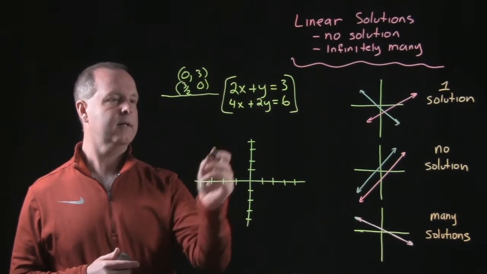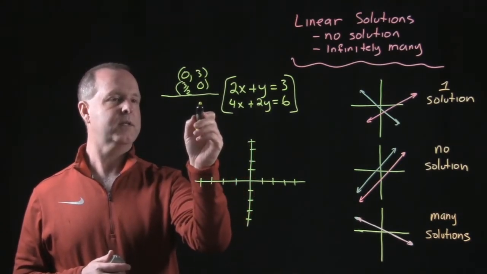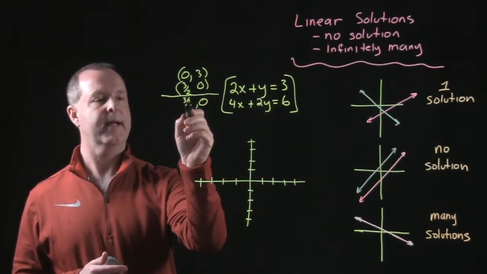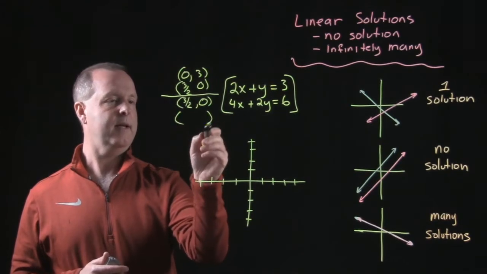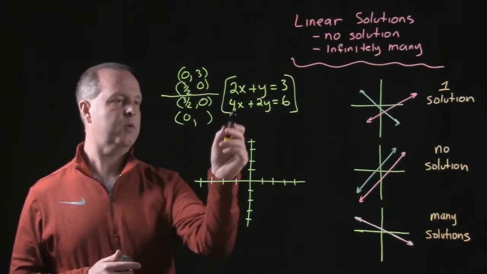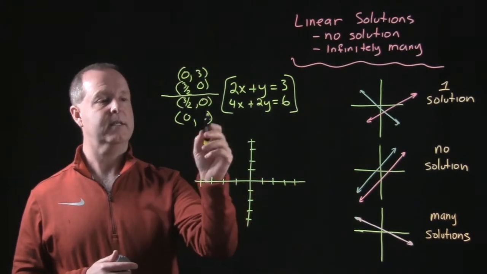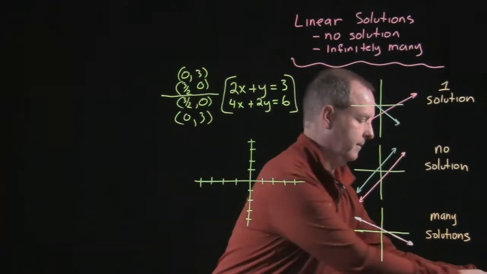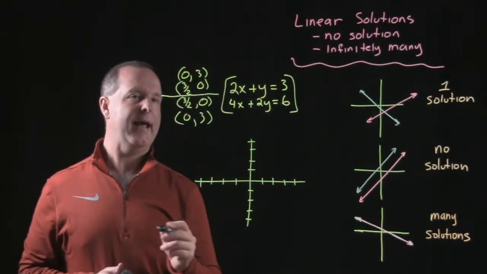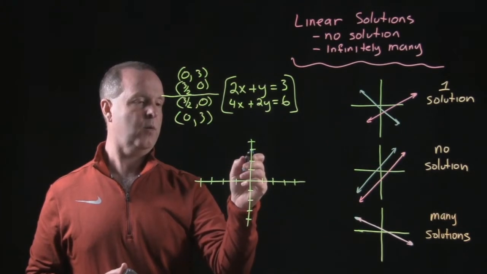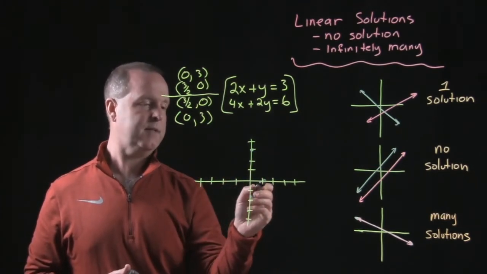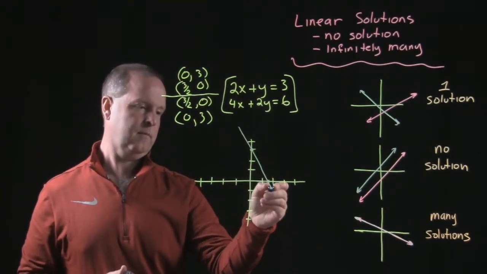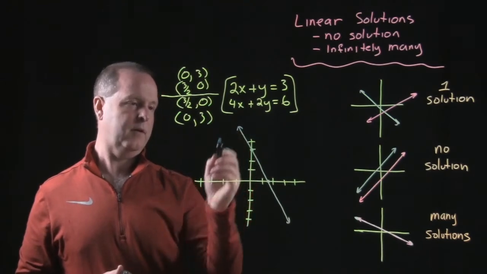On the second one, if y were 0, 4x equals 6, so x would be 3 halves. And then the other intercept, if x were 0, 2 times y equals 6. That would make y equal 3. And if we were to graph both of those, the top one has an intercept of 0 and 3. That's where the y-intercept is. And then 3 halves and 0. There's one line.